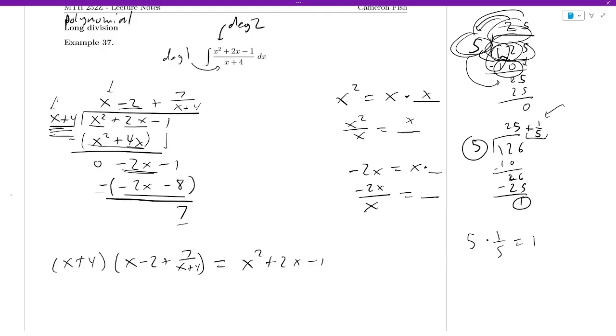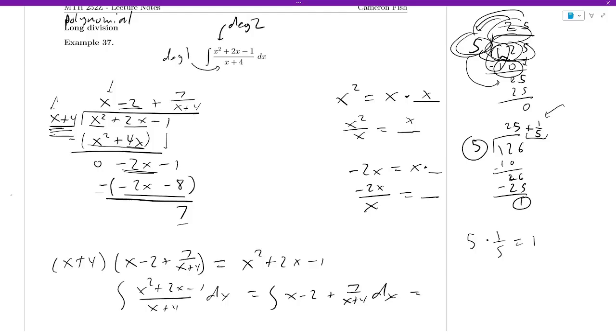So what that means is that I could double check that if I multiply this through, I really get on the right hand side. That's what the long division is doing. But also in the context of our original problem, we had this polynomial divided by x plus 4, which looks like this guy divided by that guy. The answer was what we got, x minus 2 plus 7 over x plus 4.